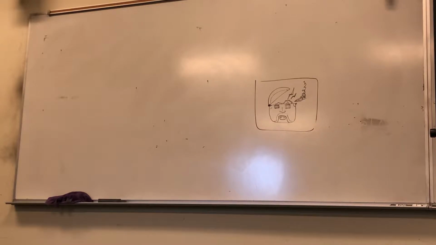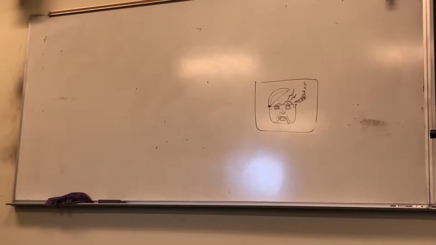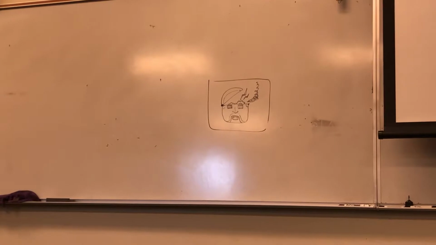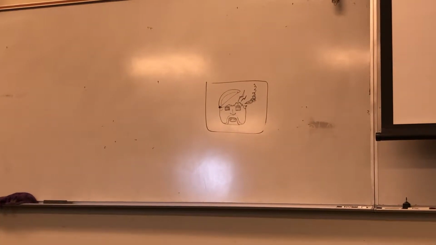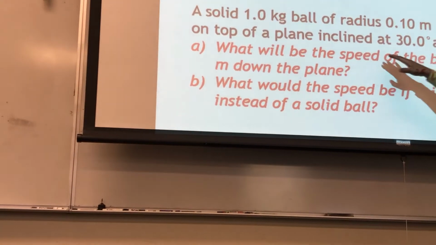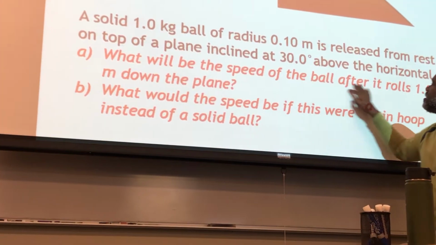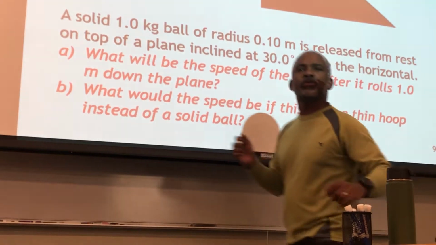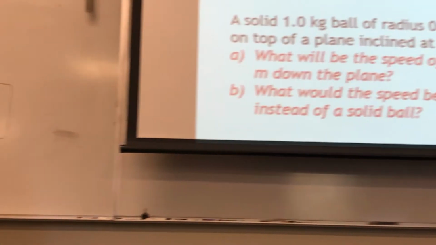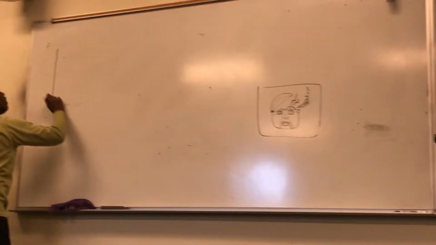This is going to be a disc, to make it a little different from your laboratory. A solid 1 kilogram disc of radius 1/10 of a meter is released from rest on top of a plane inclined at 30 degrees above the horizontal. What will be the speed of the ball after it rolls 1 meter down the plane?